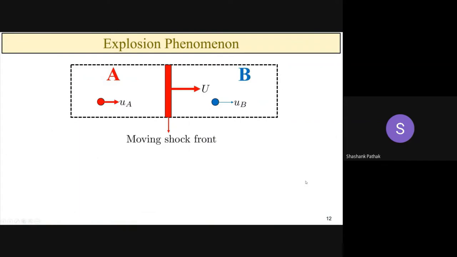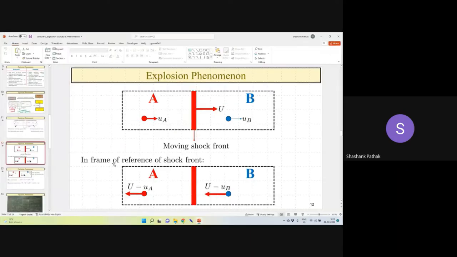Make this diagram. So this is zone A, where the explosion is happening. I don't know why it is not moving. Just a moment. I'm trying to see. It is not working. Anyways.